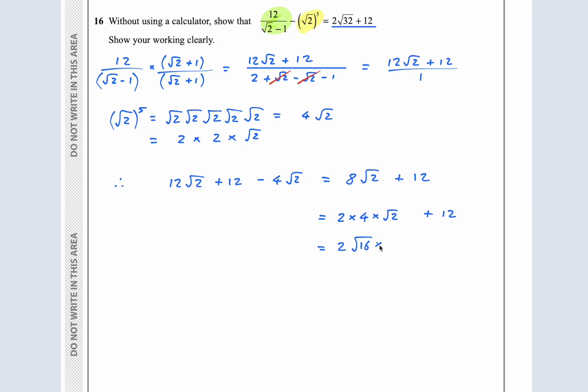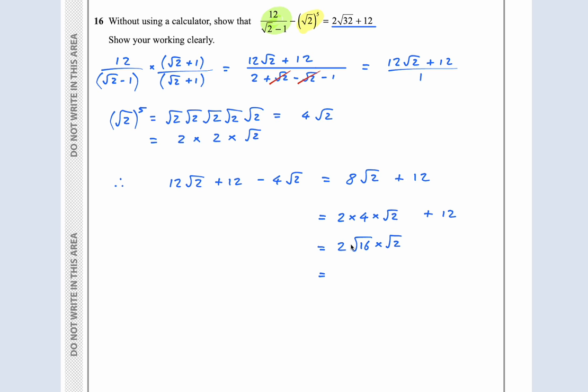Well, only because he's making me write root 32 like this, and he's deliberately asking us to do it this way to show our understanding of surds, to prevent us from using a calculator, because the calculator won't do that. It can't put it into this form. It'll just put it into its simplest form.